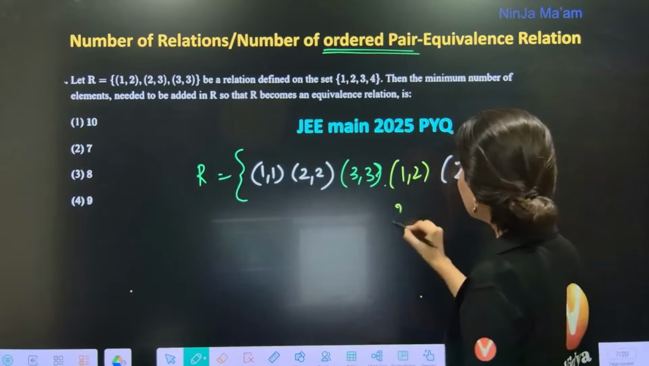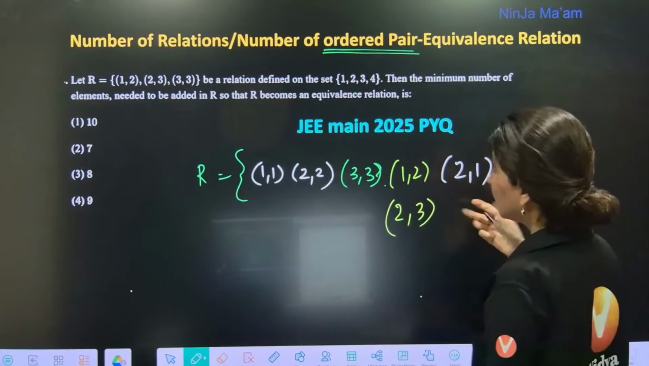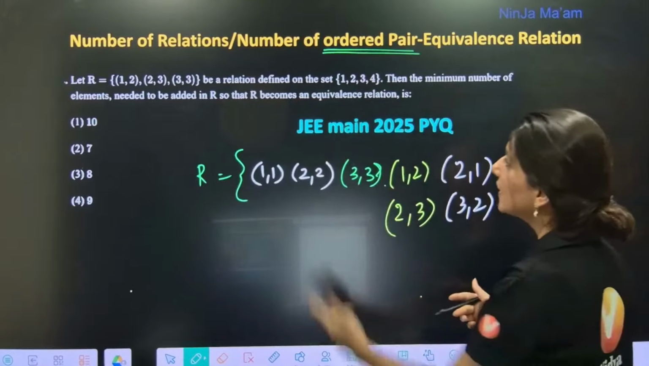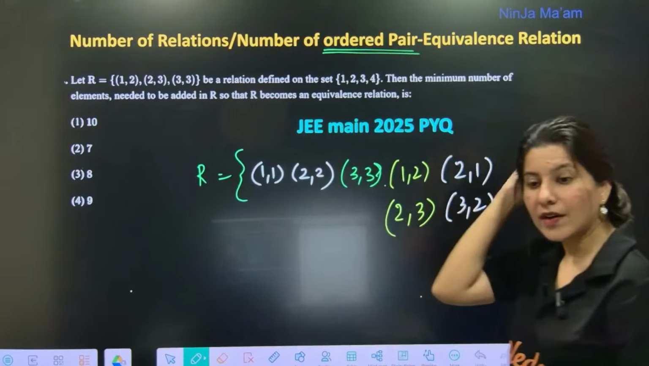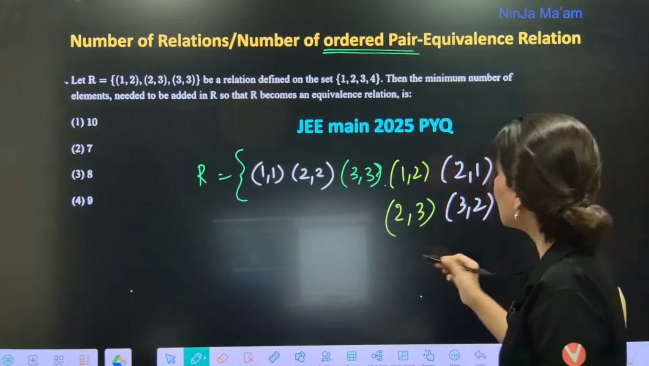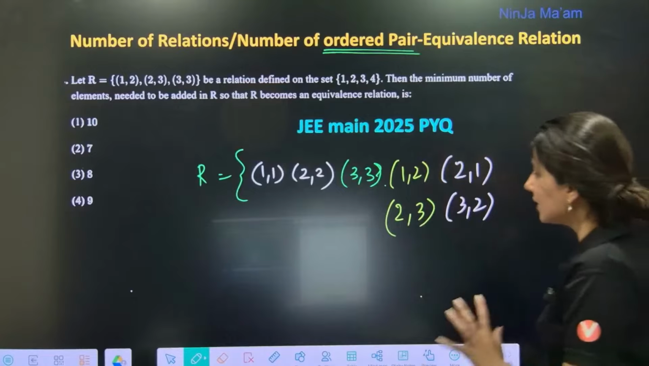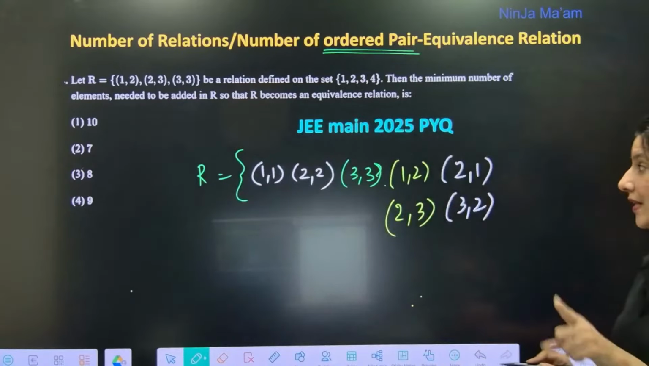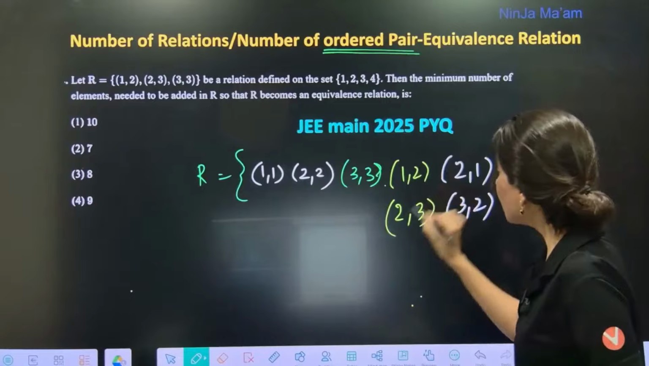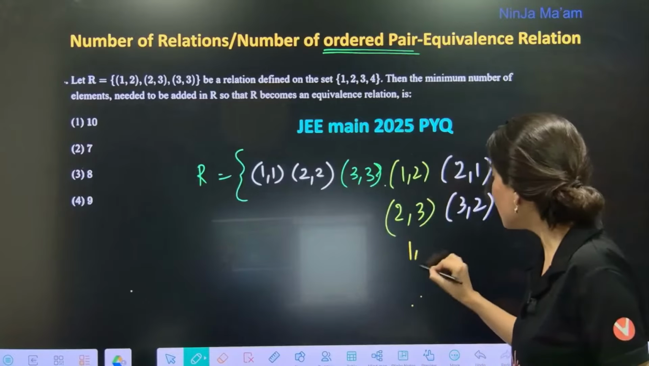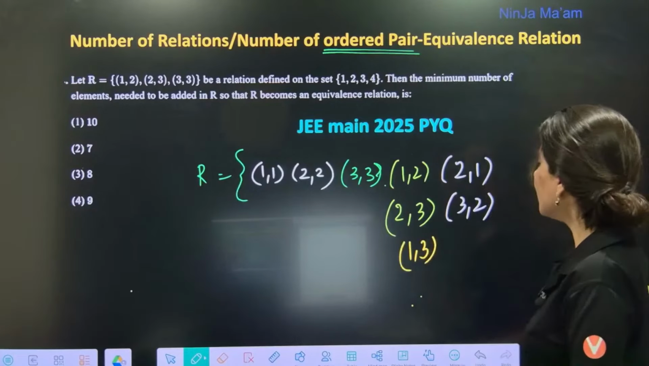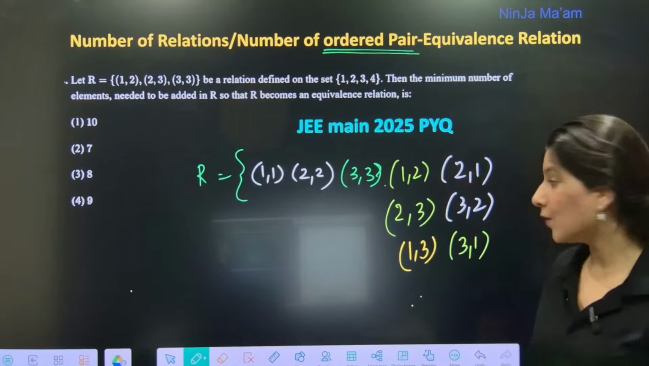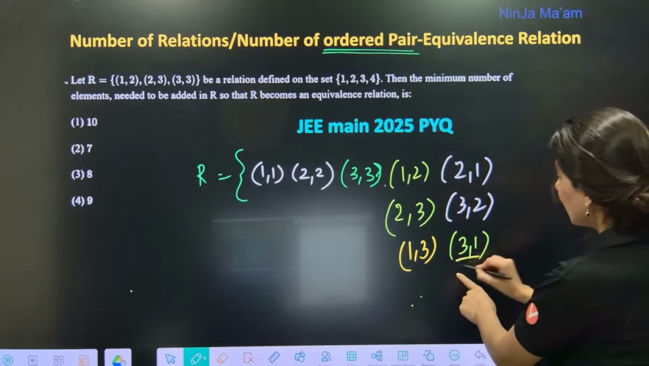Then (2,3) is already there, so (3,2) should be added to make it symmetric, because I have to make it an equivalence relation. And (3,3) was already there, so I have written it down. So this relation is reflexive plus symmetric. Now transitive. Ma'am, (1,2), (2,3) is there, so where is (1,3)? So (1,3) you need to add. To counter it, (3,1) also should be there, because symmetricity is very important.